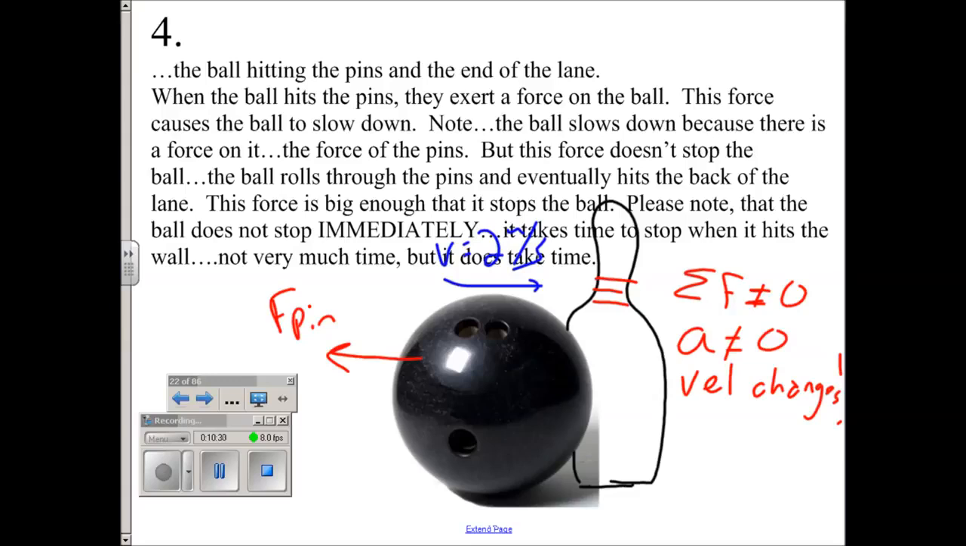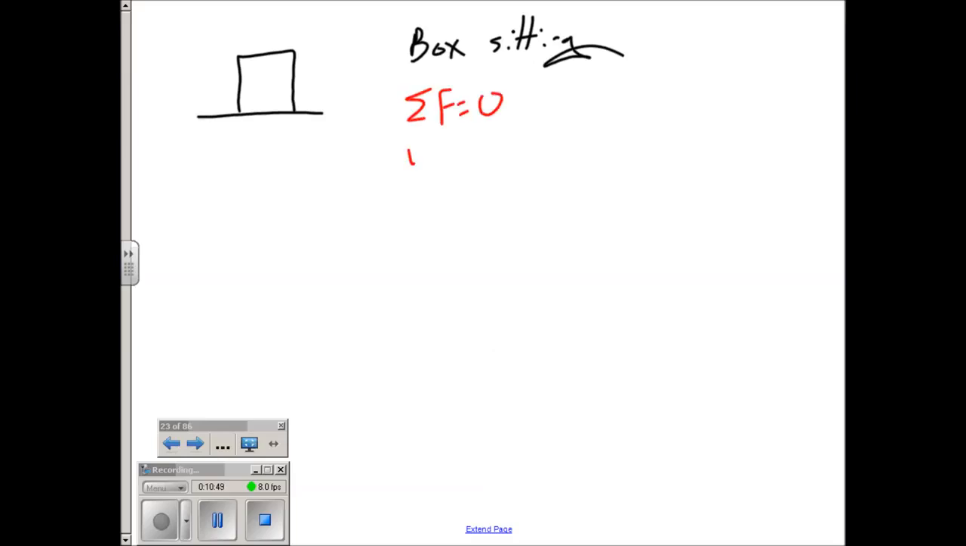So let's see if we can summarize all this. What I want you to do, I've got kind of a blank slate here, is imagine just a box sitting on a floor. All right? So if the box is just sitting on the floor, then since there are no forces on it, your net force is going to be 0, your acceleration is going to be 0, and your velocity is going to be constant at 0 meters per second, right?